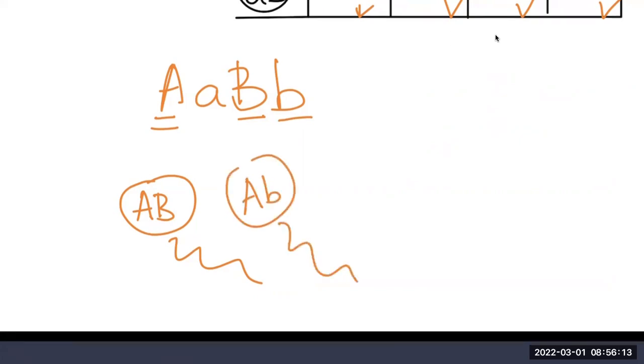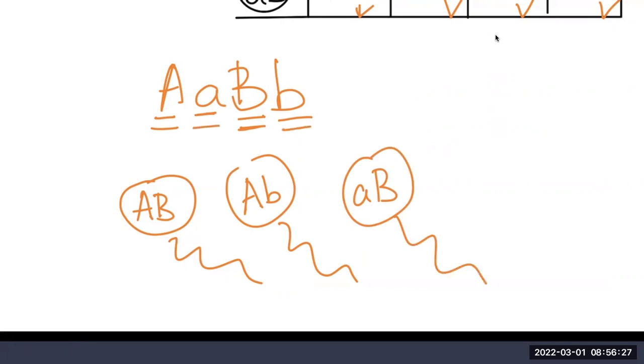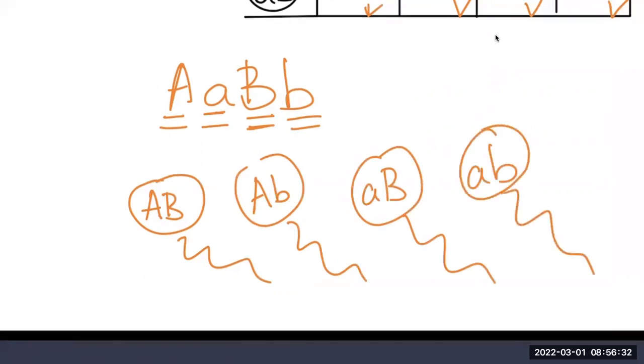And the third one is to take the second one and the first one of the second gene, and there you have a little a and a big B. And then the last combination would be taking this one and this one. So you have a little a and a little b. So that's your other sperm. Now, if you do it like this, you can make sure that you didn't miss any of the combinations, as long as you see 2 lines at the bottom of each of your alleles in the parent's genotype, right?